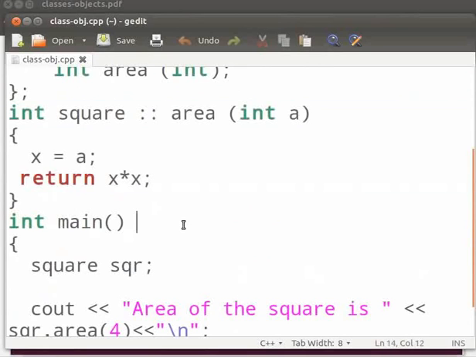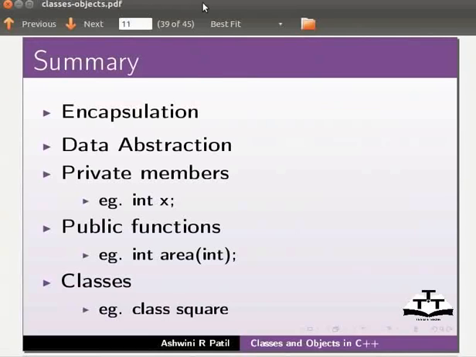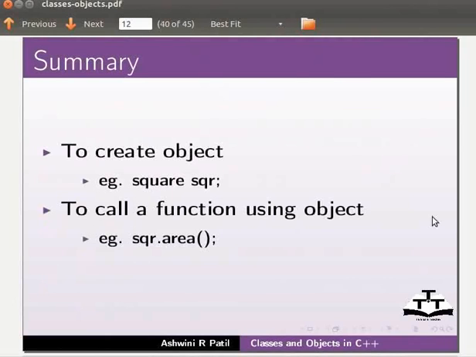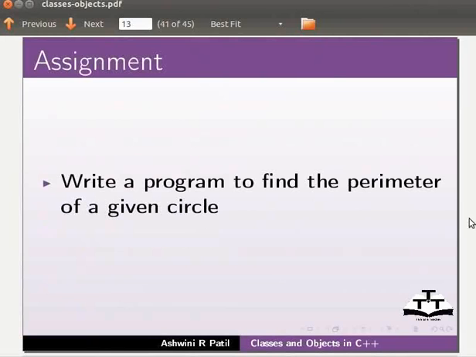This brings us to the end of this tutorial. Let us move back to our slides. Let us summarize. In this tutorial we have learned encapsulation, data abstraction, private members, int x, public functions, int area, classes, class square. To create object, square sqr. To call a function using object, sqr.area. As an assignment, write a program to find the perimeter of a given circle.